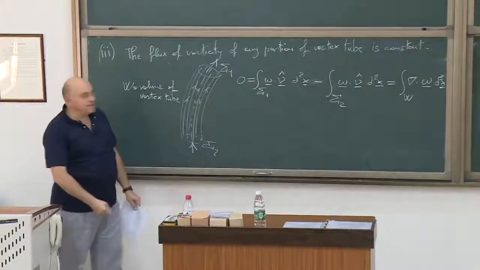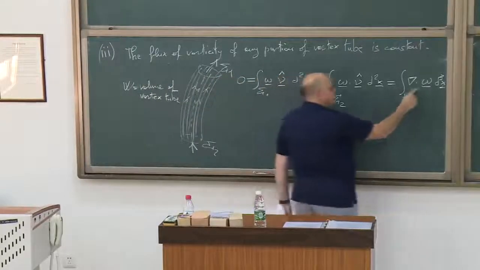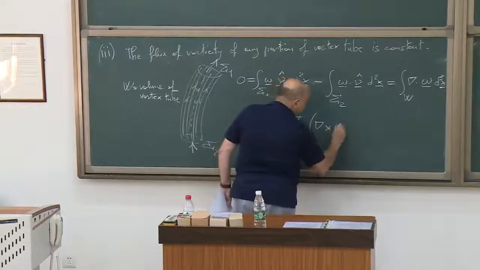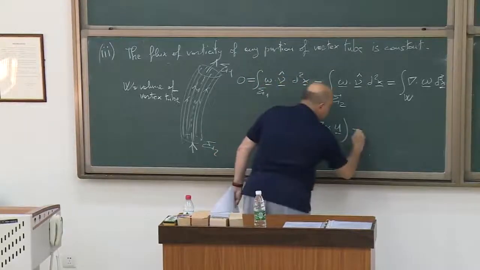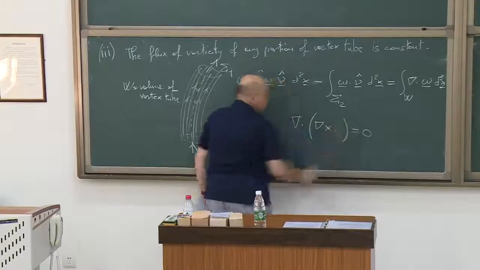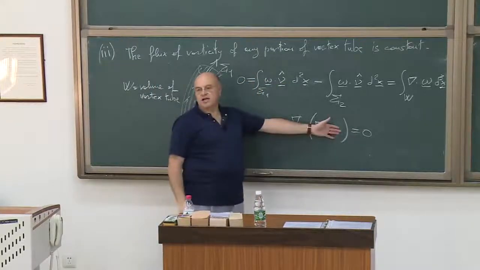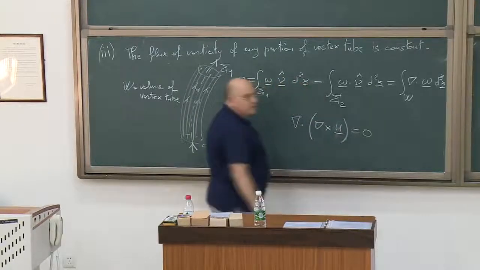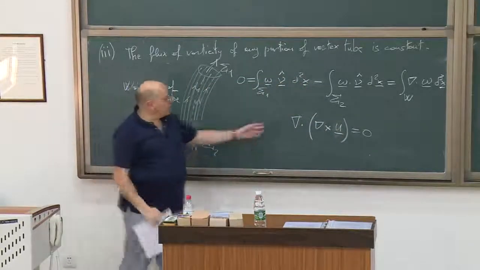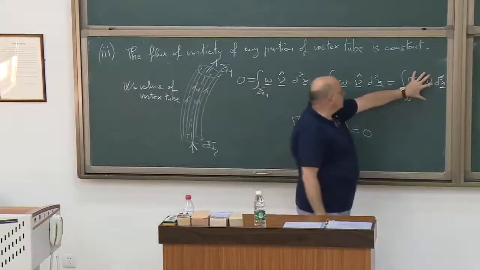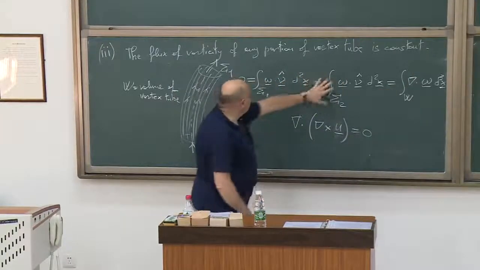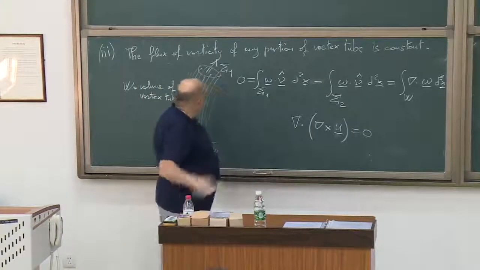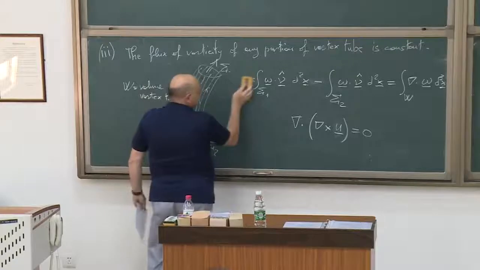This is 0 simply because the divergence of vorticity is the divergence of the curl of something, which is always 0. Whatever you put here, in particular, U. Because of this property, this is 0. It means that all this is 0. We have no flux of vorticity through the tubular boundary, only through the surfaces.